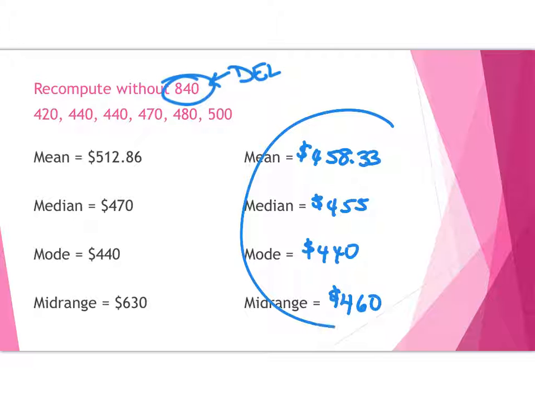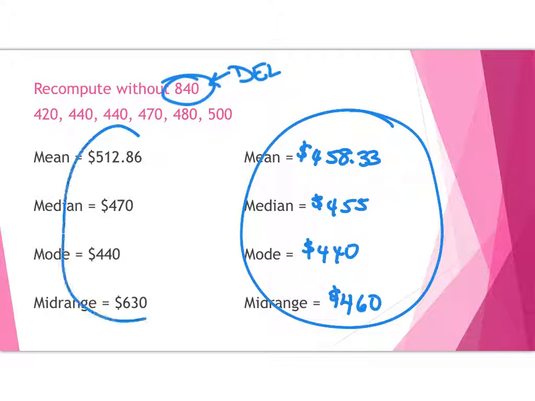Now, if you look at all these values compared to these values, you'll notice that the ones on the right without the 840 are a lot closer together. They're a lot more centered on the data than the original ones. This 630 and the 512.86 had nothing to do with most of the data values.